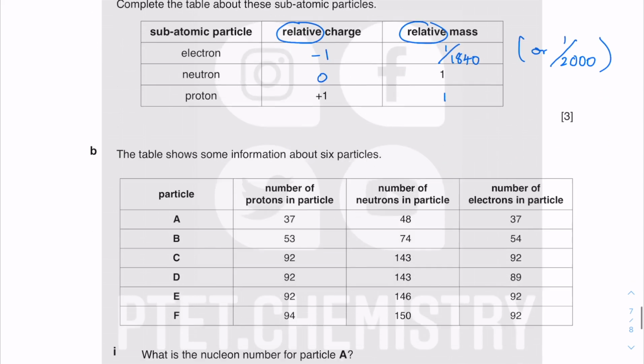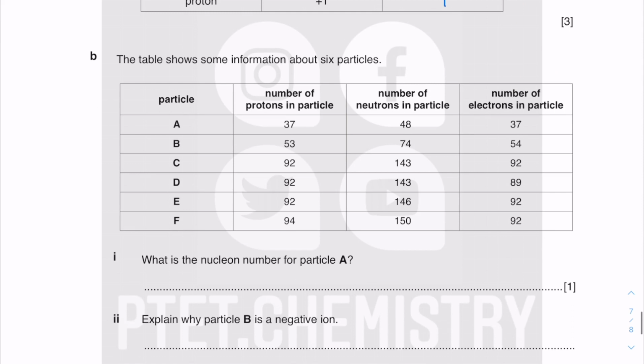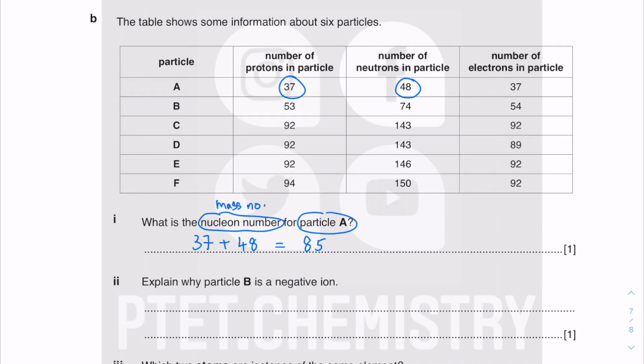Okay. So this table shows some information about 6 particles. We are looking at particle A. We want the nucleon number. Nucleon number is also the mass number, which is the number of protons plus the number of neutrons. So for particle A, the number of protons is 37, the neutrons is 48. So I add them up together. I will get 85 nucleons.